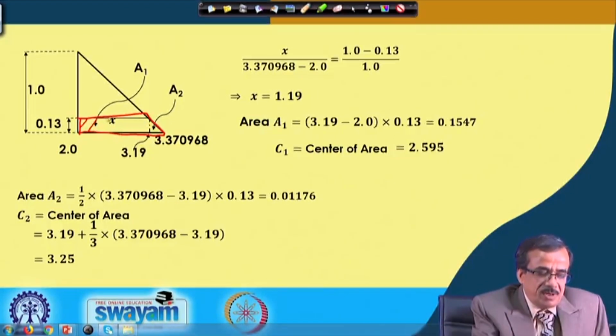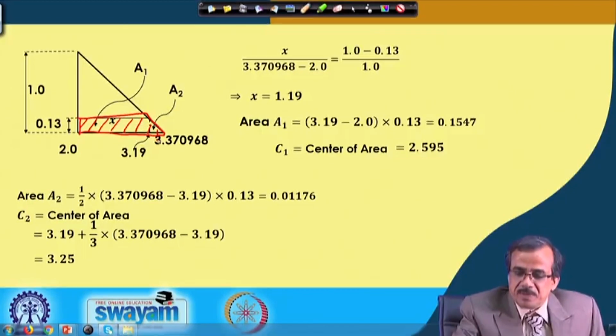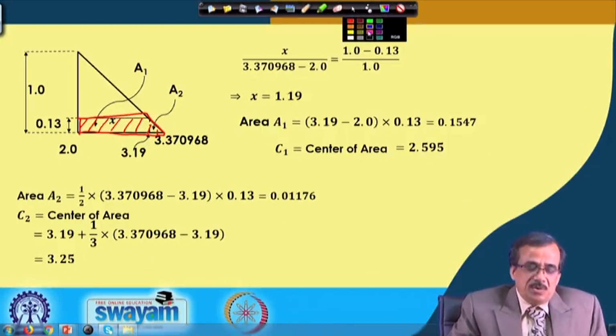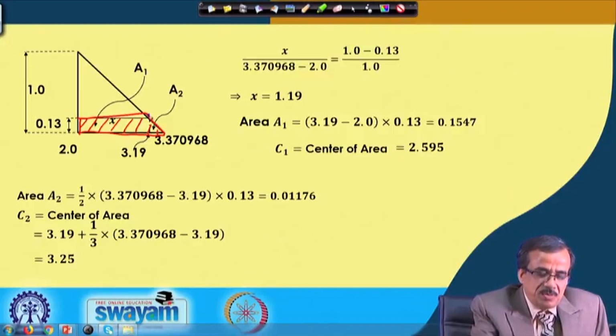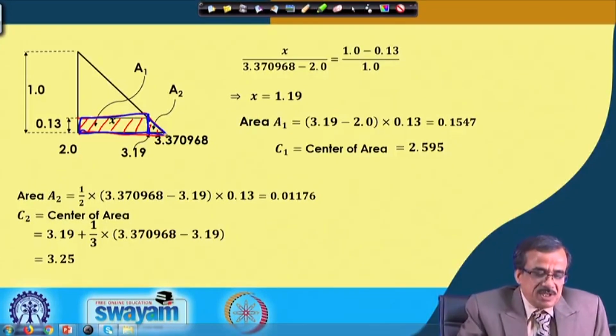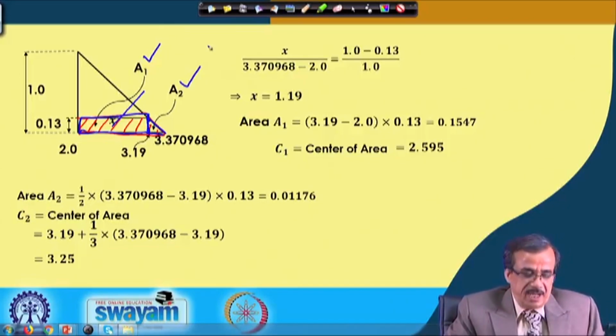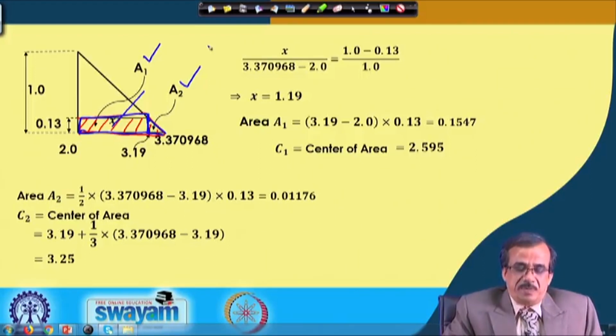Now, I will have to find out the area and center of area of this particular shaded portion. To determine the area and center of area, what we do is divide this into two parts. I have one rectangle sort of thing and one triangle sort of thing. Now, I can find out the area for this rectangle, that is A1, and the area for this triangle, that is A2, and I can also find out the center of area.